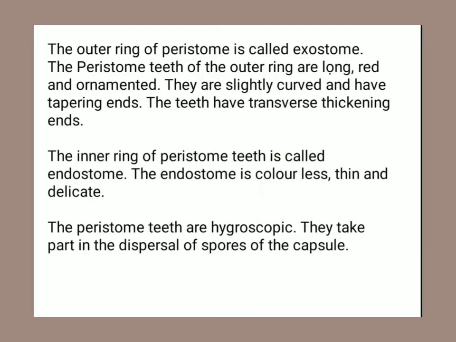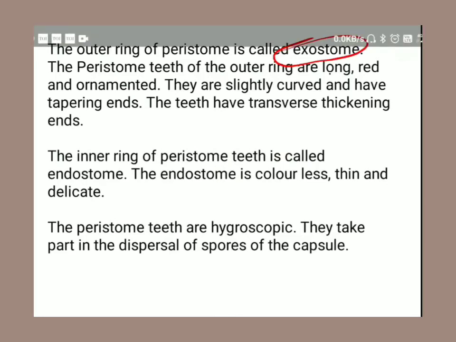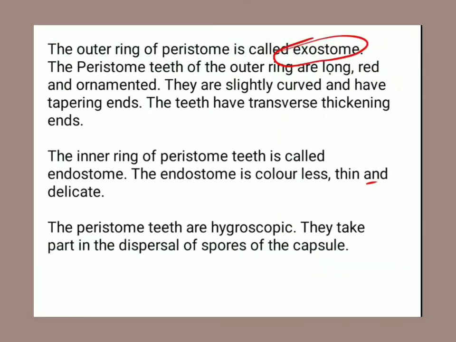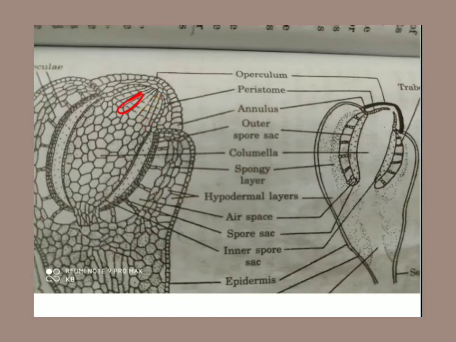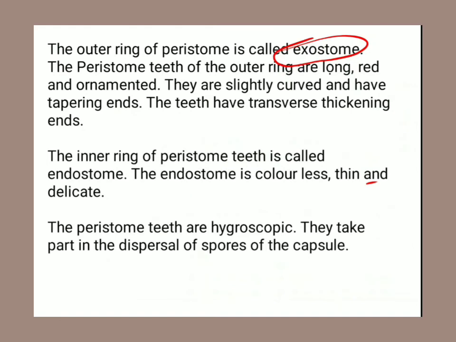And the outer ring of the peristome is called the exostome. You can see, these are 5 to 6 ring-like structures. This outer ring is known as the exostome, and the peristome teeth of the outer ring are long, red and ornamented, and they are slightly curved and have a tapering end. The teeth have transverse thickening.